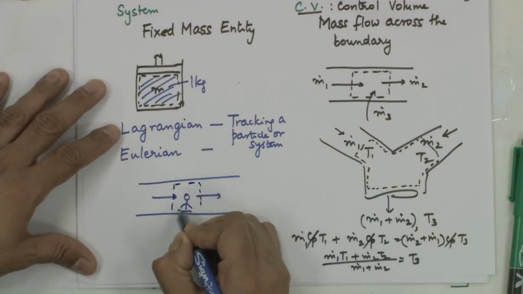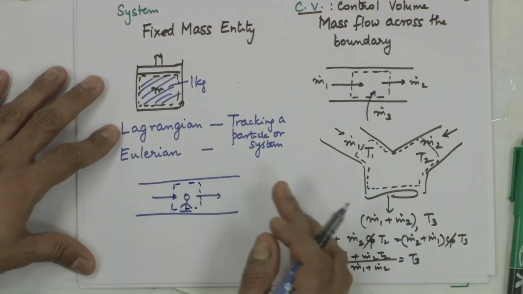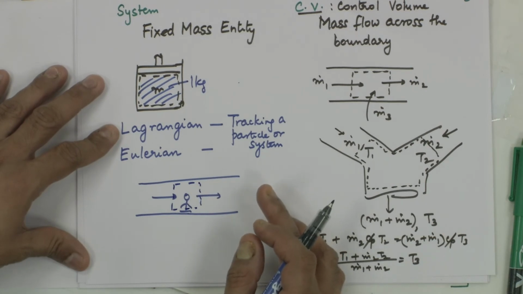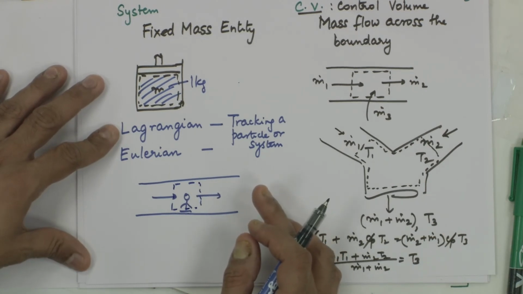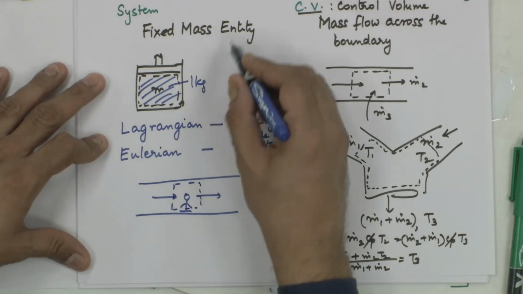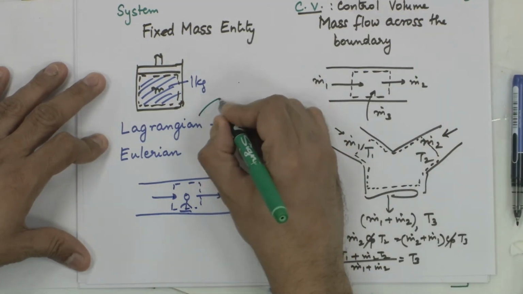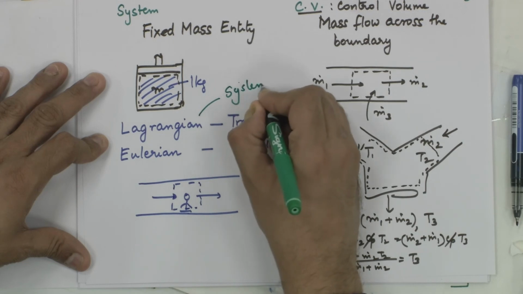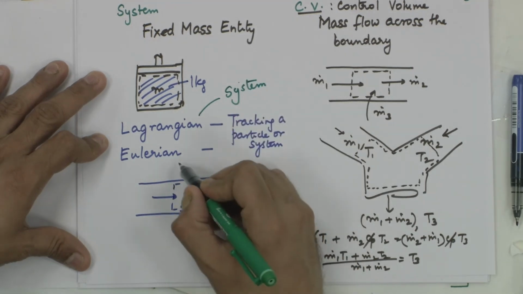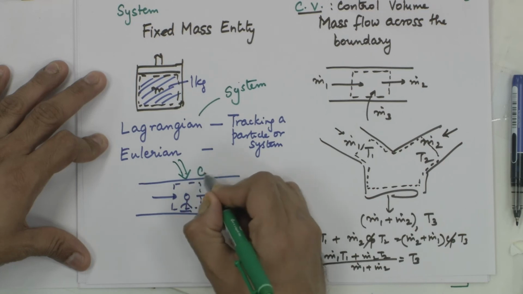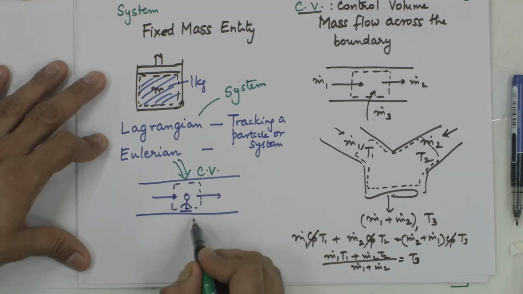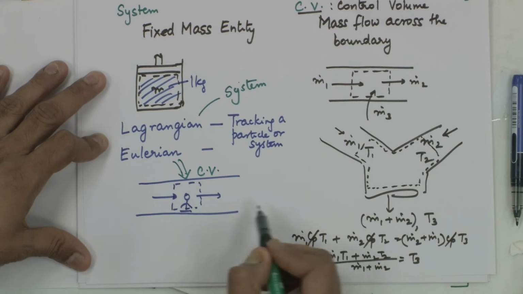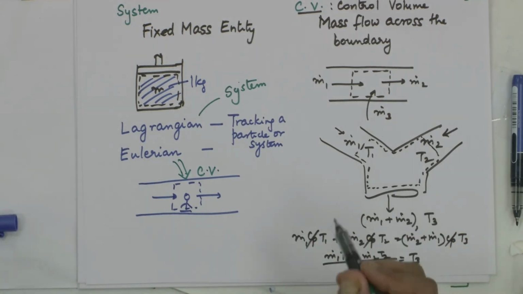So Eulerian approach is basically looking at a fixed region of interest and seeing what is happening to that region. What is the mass flow, what is the energy flow, enthalpy, and so on and so forth. The system analysis is your Lagrangian. Eulerian analysis is your control volume. This is a fixed region in space through which mass is allowed to come and go. That analysis is called the Eulerian approach.